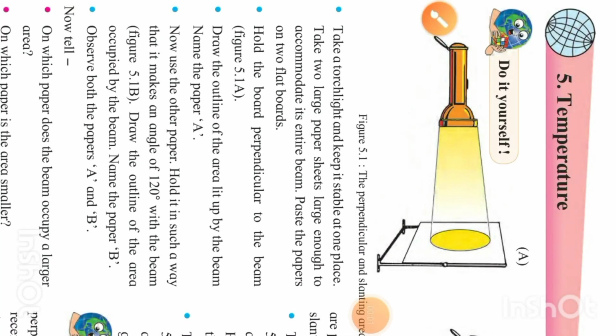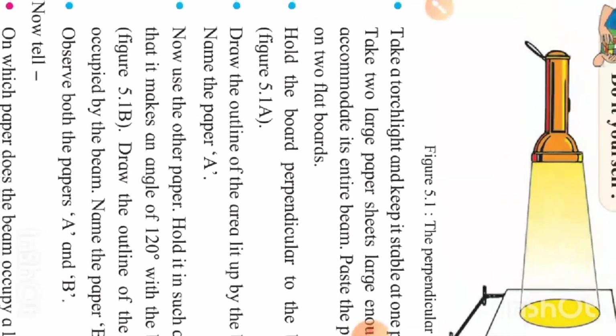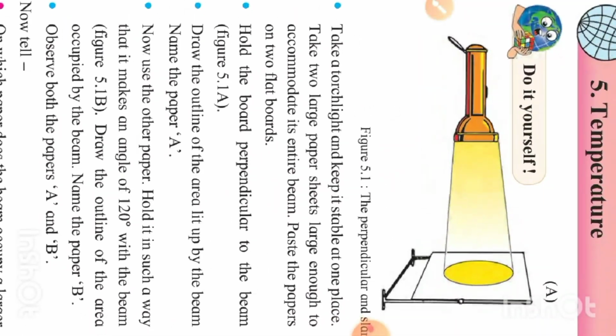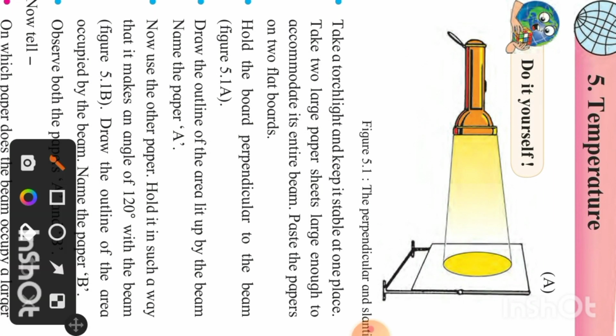Today we will understand the lesson temperature. So we will first read the instruction, which is: take a torch light and keep it stable at one place. So this is the torch light, okay. It is kept stable at one place, so it's not moving.